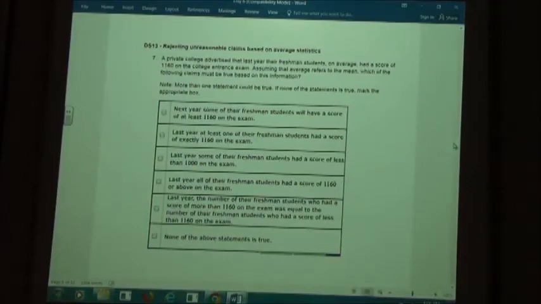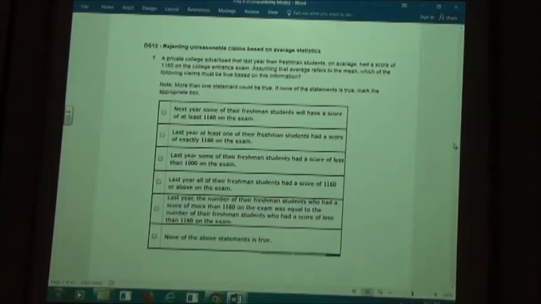It says a private college advertised that last year their freshman students on average had a score of 1,160 on the college entrance exam. Assuming that the average refers to the mean, which of the following claims must be true based on this information? More than one statement could be true. If none of the statements is true, mark the appropriate box that says none of the statements is true.